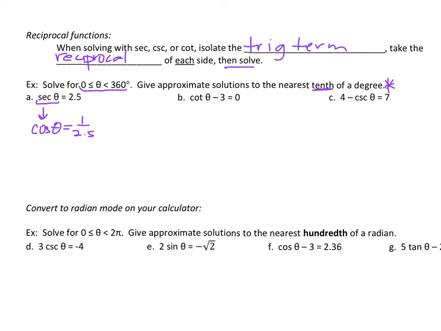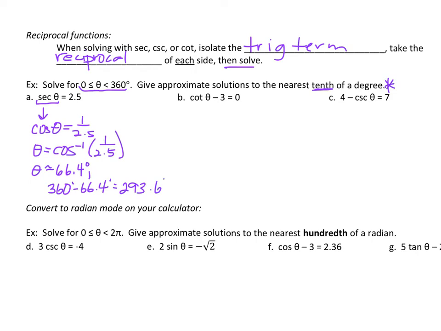And cosine is what we can plug in to our calculator. So then to get theta by itself, we'll take cosine inverse of that fraction, 1 over 2.5. Type that in and see what you get. Hopefully you get approximately, to the nearest tenth, 66.4 degrees. There's your first answer. And then cosine's rule for the second answer, subtract that from 360. And your second answer should be approximately 293.6. So those would be your two solutions.